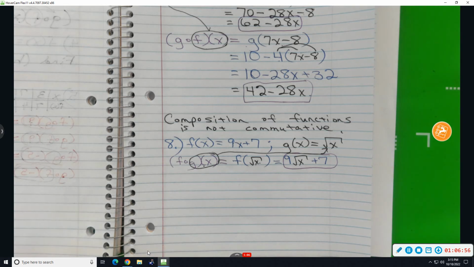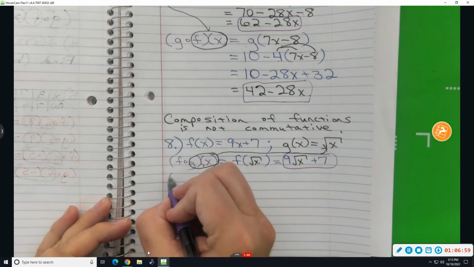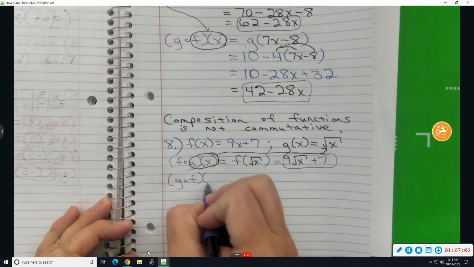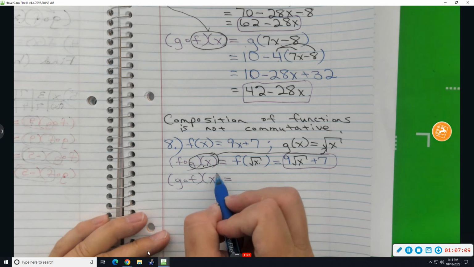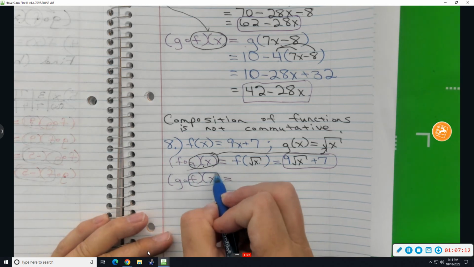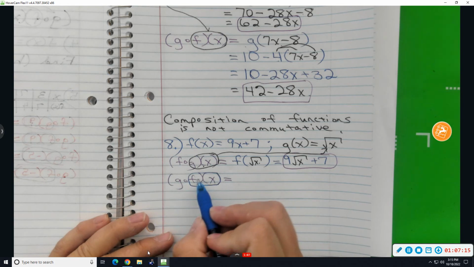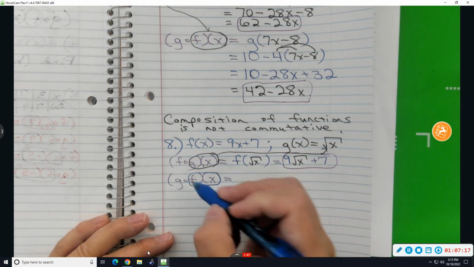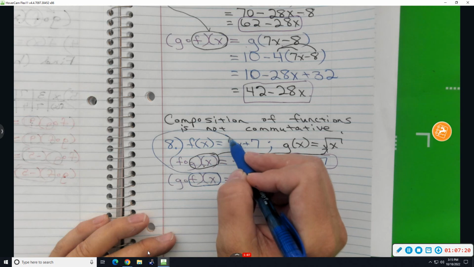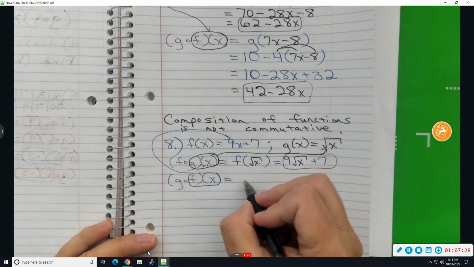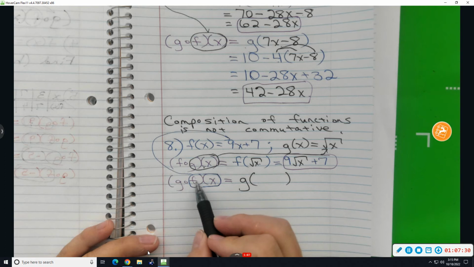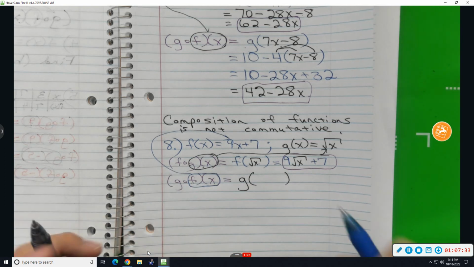Let's go in the opposite direction. G composed with f at x. That says f of x. F is on the inside, and we know what f of x is. They gave it to us. It's 9x plus 7. So we have g on the outside, and on the inside we have 9x plus 7.